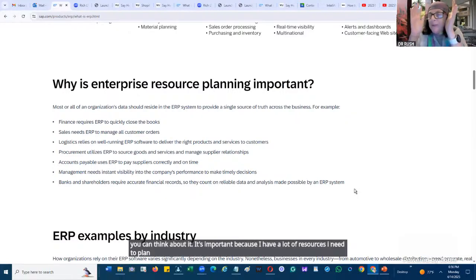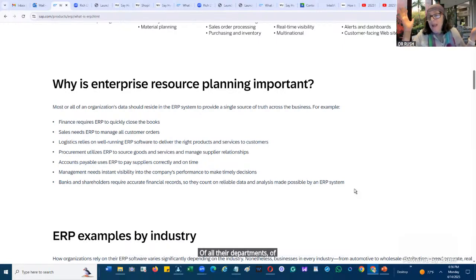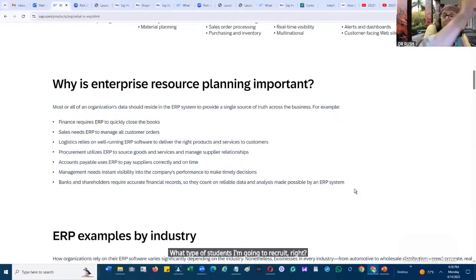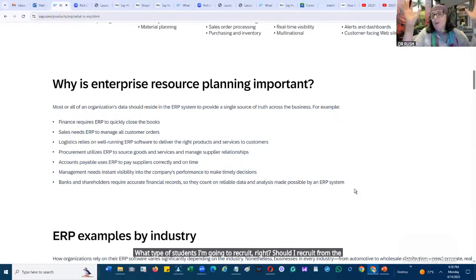So if you think about the university, of all their departments, of all their ways, they have to plan. One of the basics: their customer is whom? Students, right? I have to plan how many students I'm going to have in the future. I have to figure out how I'm going to recruit those students, what type of students I'm going to recruit. Should I recruit from the United States? Should I recruit from abroad?